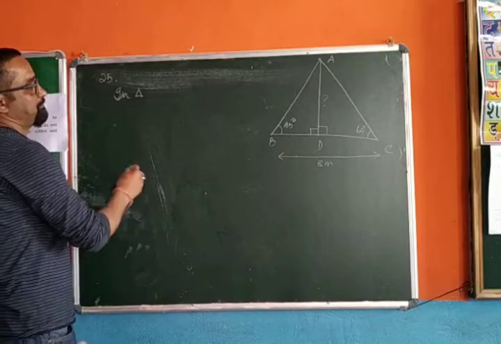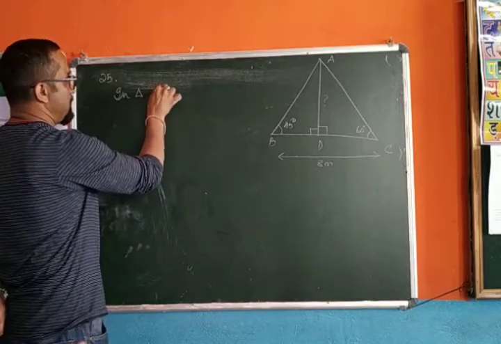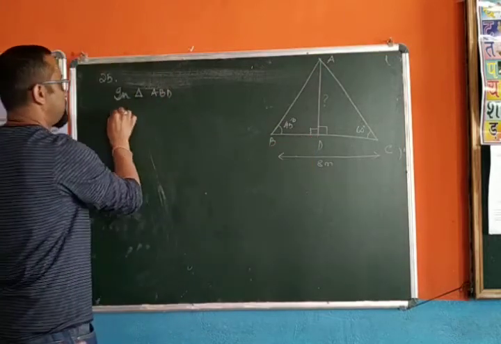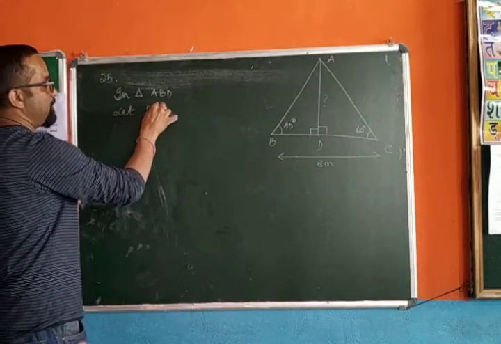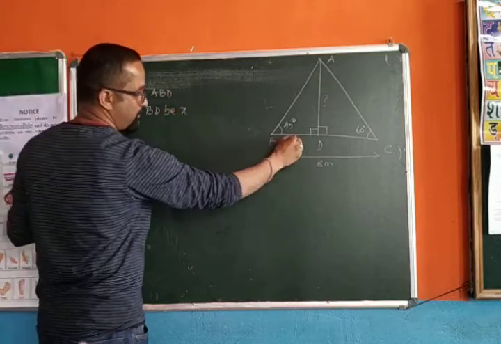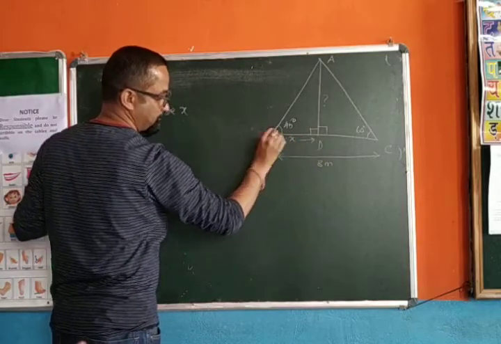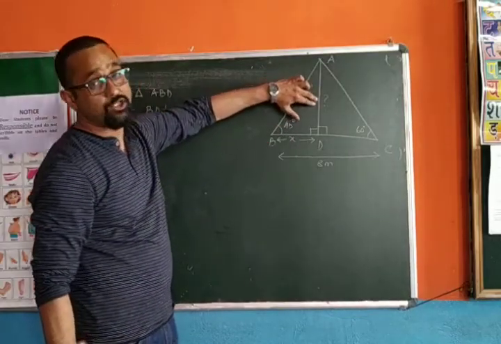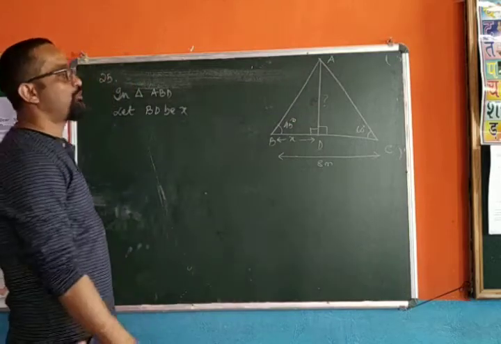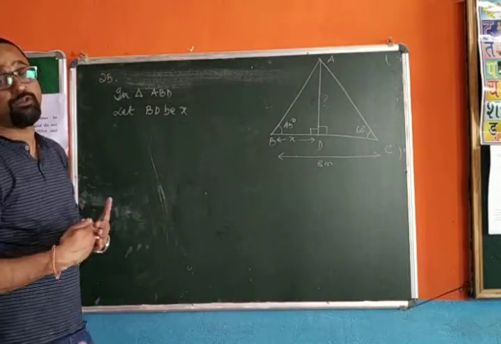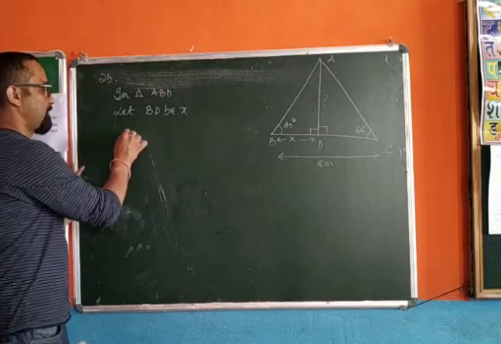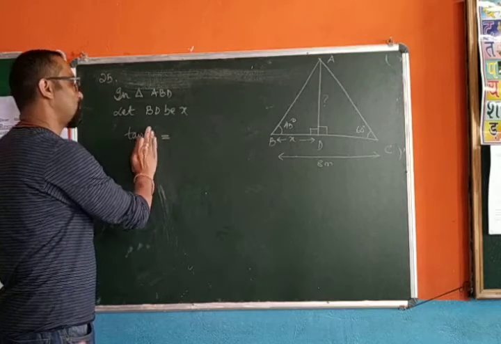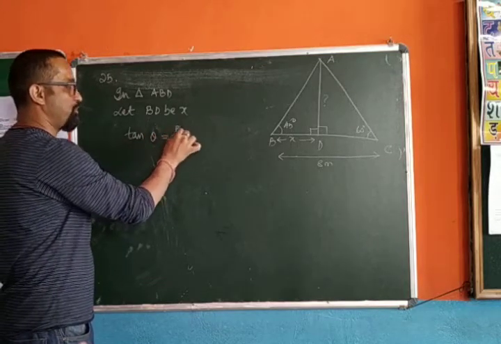In triangle ABD, right angle triangle ABD, let BD be x. You have to take this BD as x. So we know the base, and the perpendicular is asked to calculate. Which trigonometrical ratio has base and perpendicular? It is tan. Tan theta is perpendicular upon base.